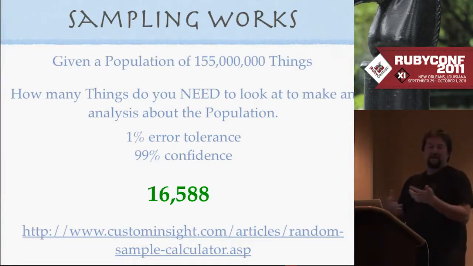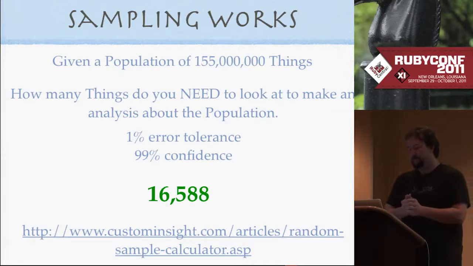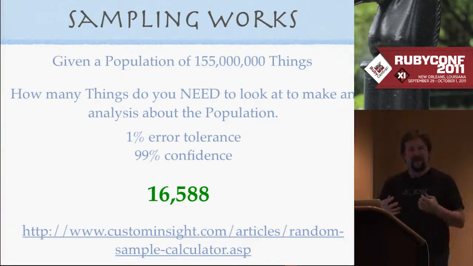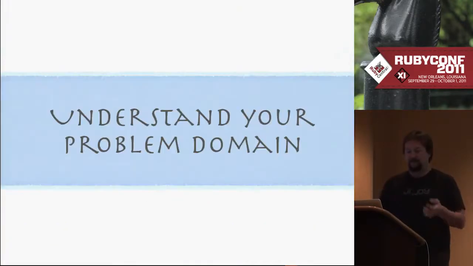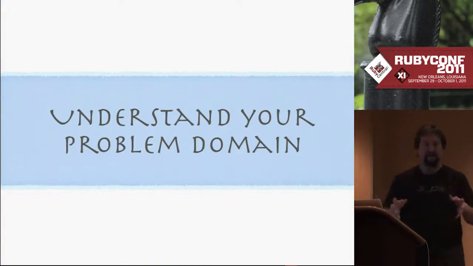So if you had 155 million things that were 2,500 bytes apiece, it's something like 34 megs of data, which is really easy to process in a reasonable amount of time. So the one thing I'm going to say about this is you need to understand your problem domain. There's a very good chance that if you think you have a big data problem, you don't.